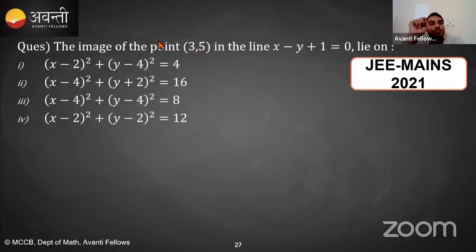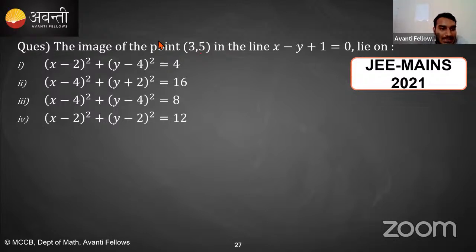I have told you from the basics. One method: the slope of this line is 1, so the slope of PQ will be minus 1. Find the line PQ, then solve line PQ and line L to get this point M, which is the midpoint of P and Q. So you are able to find Q. That is method one. But I'm not going to do it with that. Now I am using the direct formula.